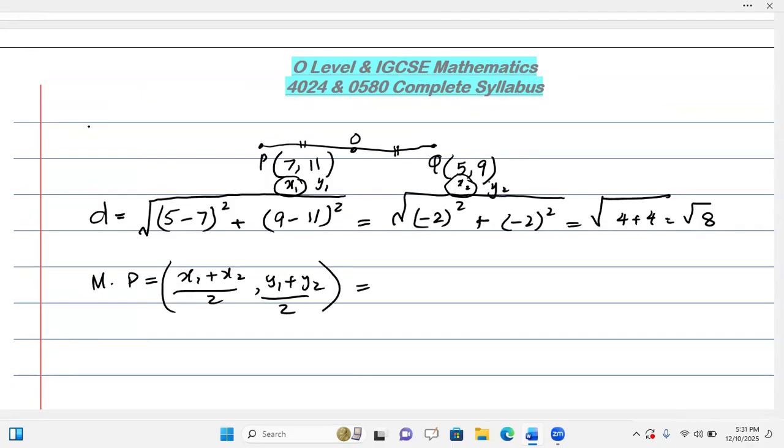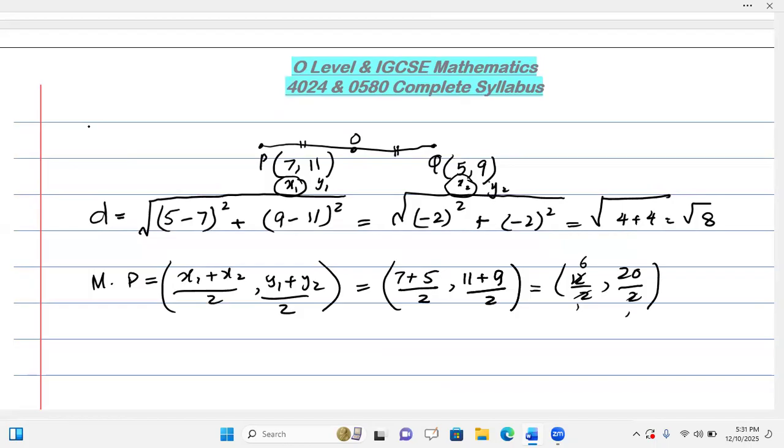x1 plus x2, 7 plus 5 over 2, comma, y1 plus y2, 11 plus 9 over 2. You are getting the midpoint as 12 by 2 comma 20 by 2. By cancellation, 2 one times, 2 six times, 2 one times, 2 ten times. So you are getting the point as 6 comma 10. All right, this is the way to go for the midpoint.